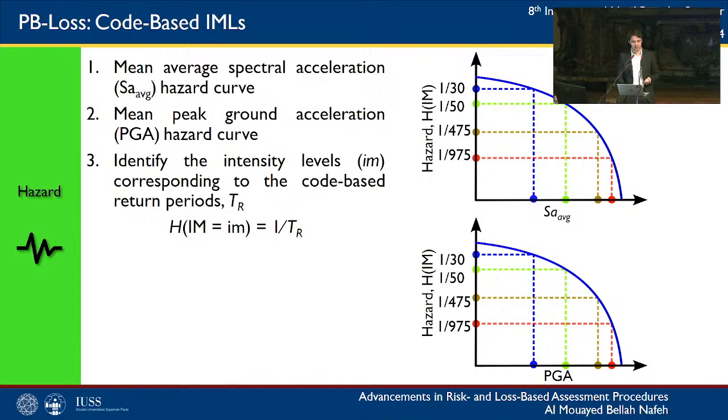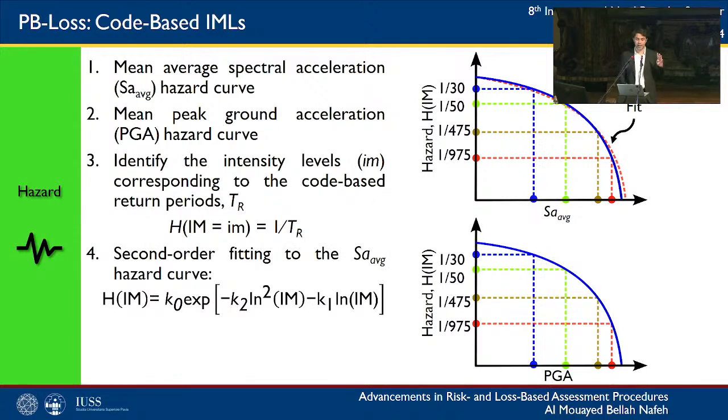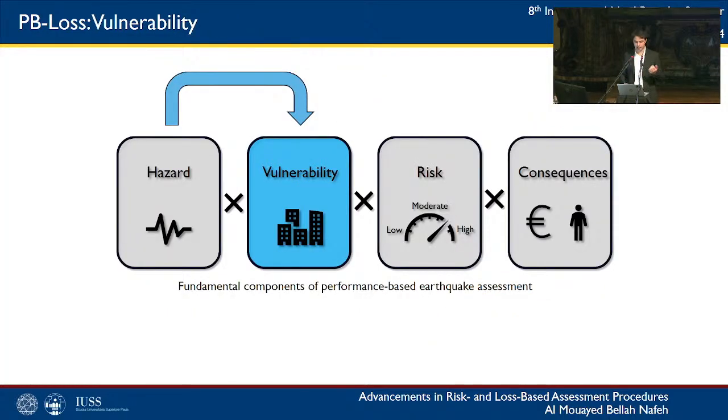Then the user must identify the intensity levels corresponding to mainly 4 code-based return periods, and in this approach we refer to the NTC 2018 limit states, which are named operational, damage limitation, life safety, and collapse prevention. Finally, a second order fitting to the average SA hazard curve is carried out for purposes we will highlight later on.